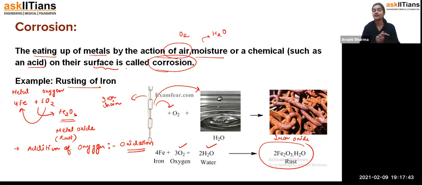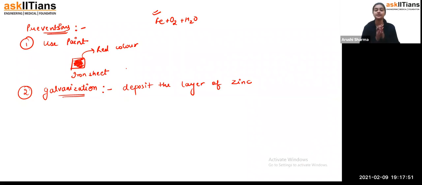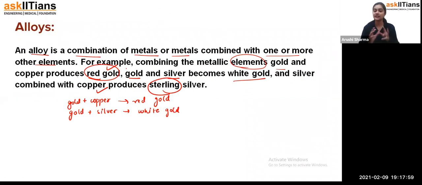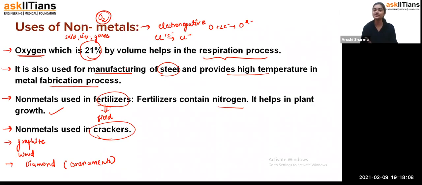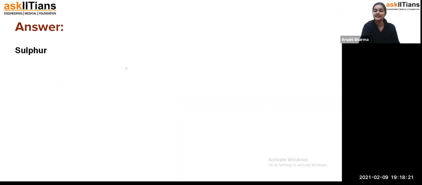Now we have to prevent that rusting. That means we have to break the contact between oxygen and water. So what preventions can you take? You can use paint, you can do galvanization, so that there will be no contact between them. Fine, so those are the preventions. Now alloys: an alloy is a combination of metals, or metals and non-metals, so that's how we get different kinds of materials. Okay, uses of non-metals we have already discussed. Then the question they asked us was which non-metal is mostly used for making crackers. So sulfur is the answer.